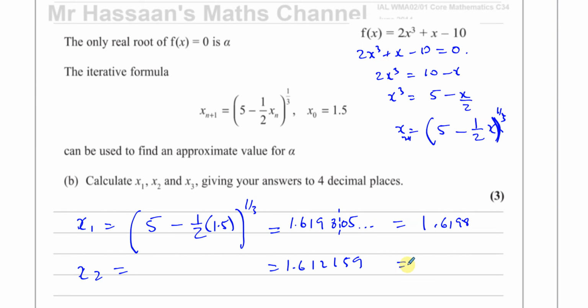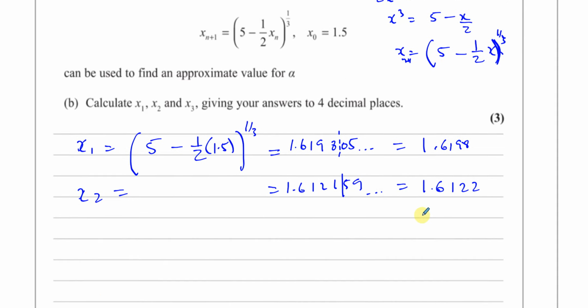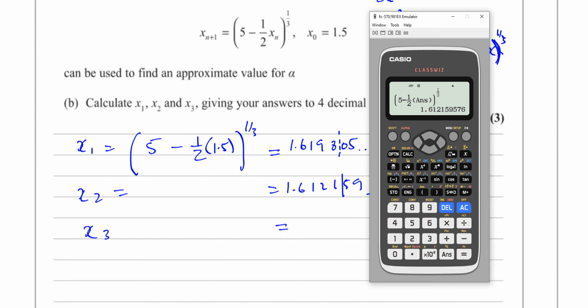Now I want to round that to 4 decimal places. So that's going to stop there, so it's 1.6122. And then we have to do the same for x3. They want us to find x3, and then we'll be done. So I have to press this just one more time, press equals again, and that will give me x3.